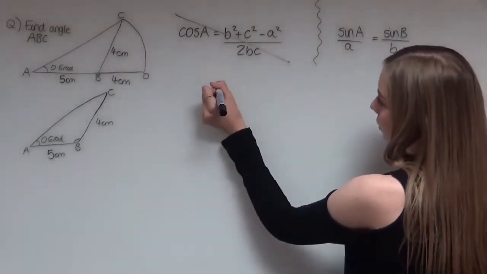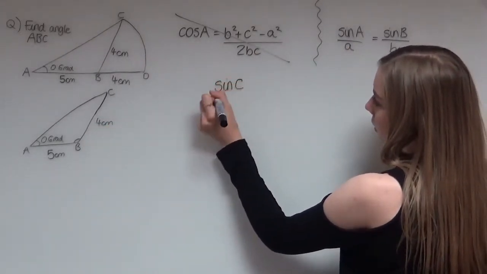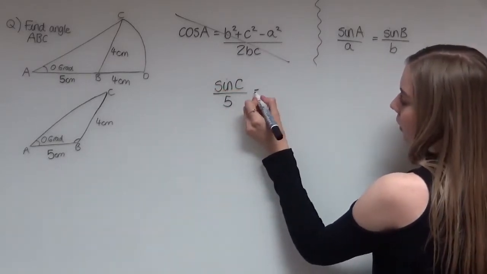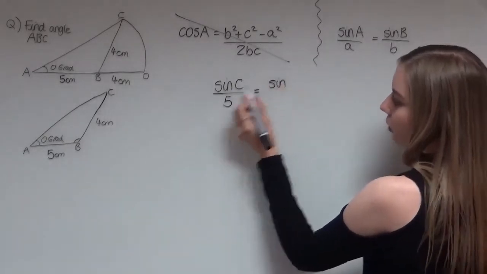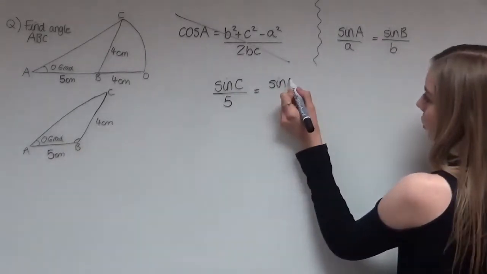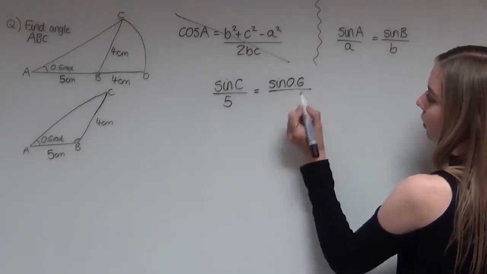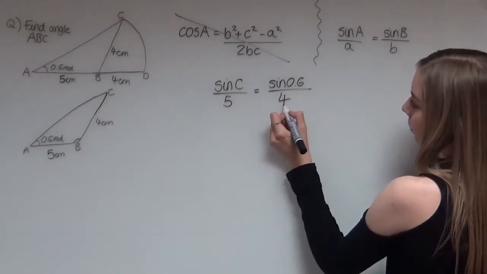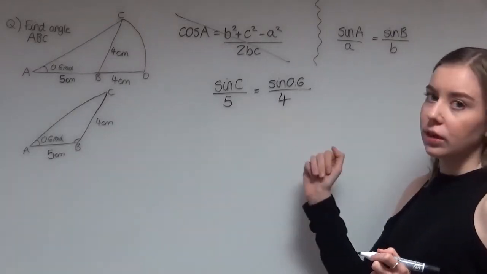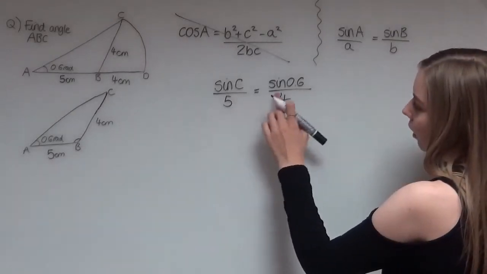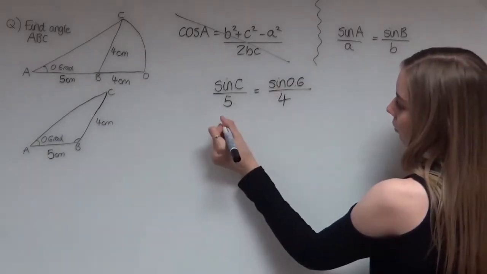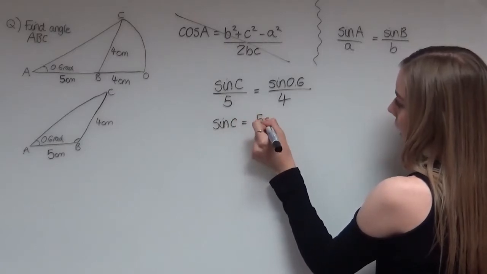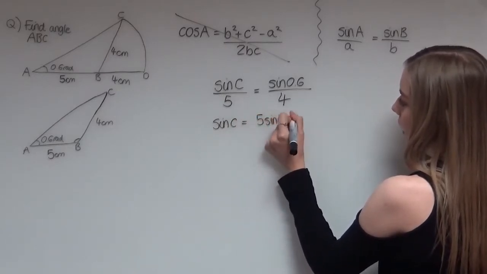So we're going to do that. So sine of C divided by its opposite length, which is 5, is equal to sine of another angle, 0.6. Make sure you calculate in radians for this. Divided by its opposite length, which is 4 centimetres. Then we're trying to get sine of C on its own, so we just have to times this 5 by both sides. So bring this 5 up to here. So that's sine of C equals 5 sine of 0.6 divided by 4.